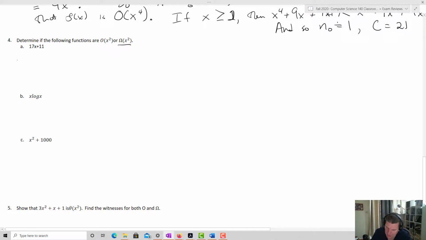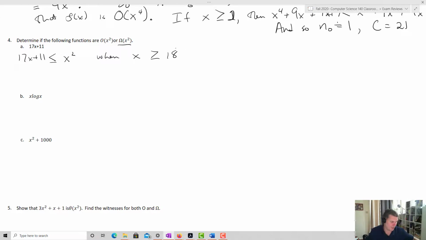11. Well, 17x plus 11 is going to be less than or equal to x squared when x is greater than or equal to 18. All right? So if you think about it, that's exactly what's going to happen. And then you just start multiplying. I mean, it's going to explode. It's going to get big really fast. Okay?